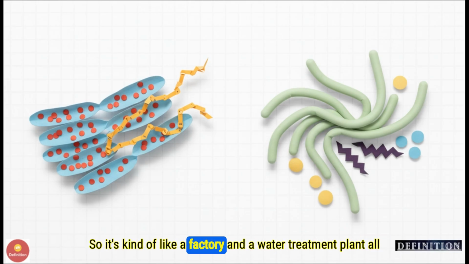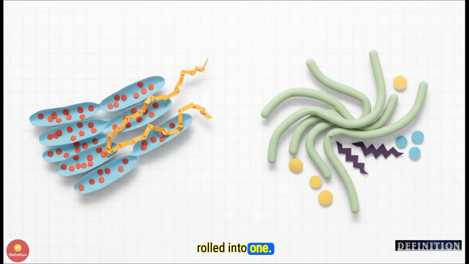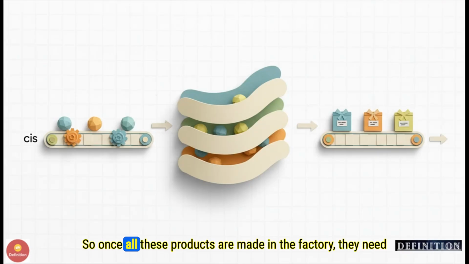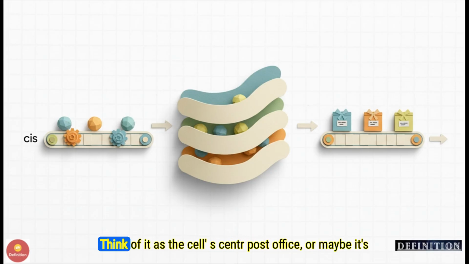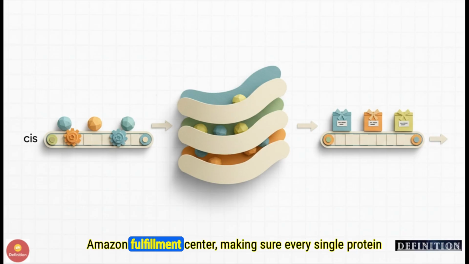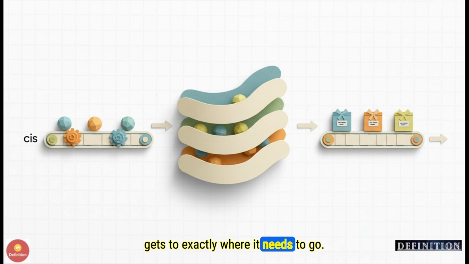So it's kind of like a factory and a water treatment plant all rolled into one. Once all these products are made in the factory, they need to be sorted, packaged, and shipped out. And that's the job of the Golgi apparatus. Think of it as the cell's central post office, or maybe an Amazon fulfillment center, making sure every single protein gets to exactly where it needs to go.